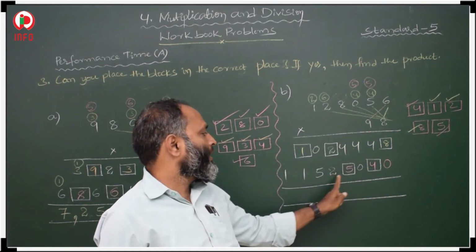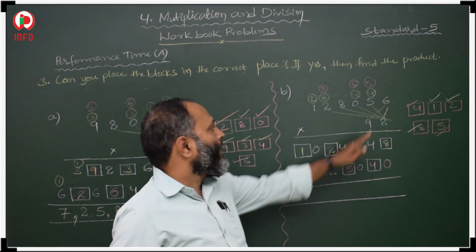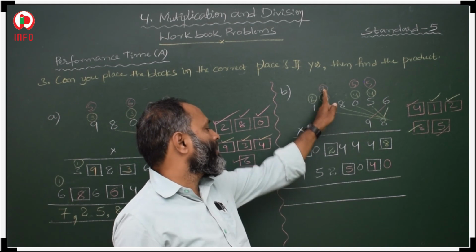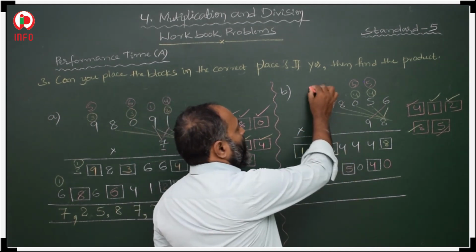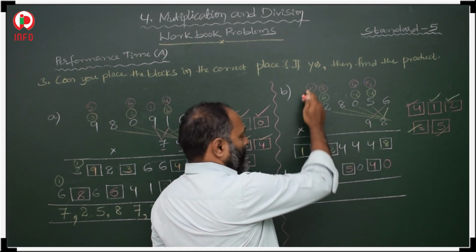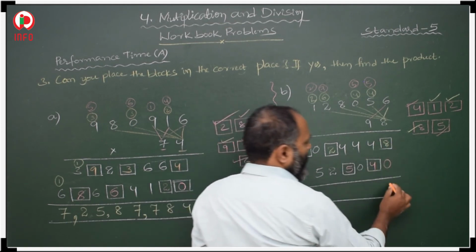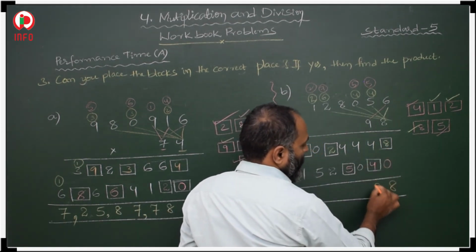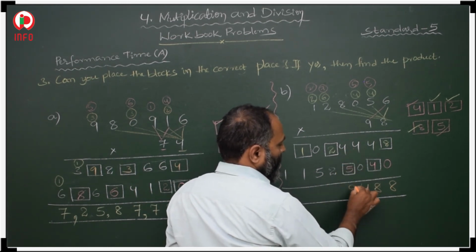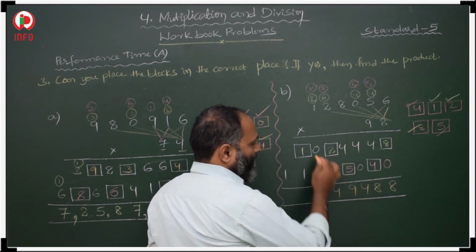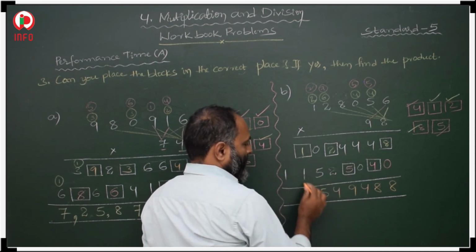9 8s are 72. 72 and 7. 9 2s are 18 plus 7 is 25. 5 here and 2 here. 9 1s are 9, 10, 11. Okay. Now you add all. 4 plus 4, 8. 4 plus 0, 4. 4 plus 5, 9. 2 plus 2, 4. 0 plus 5, 5. 1 plus 1, 2.